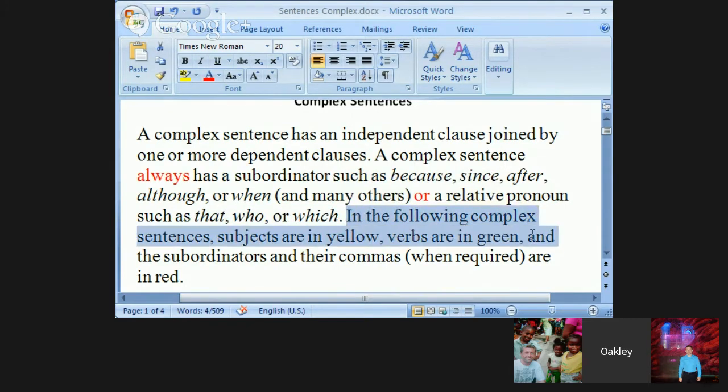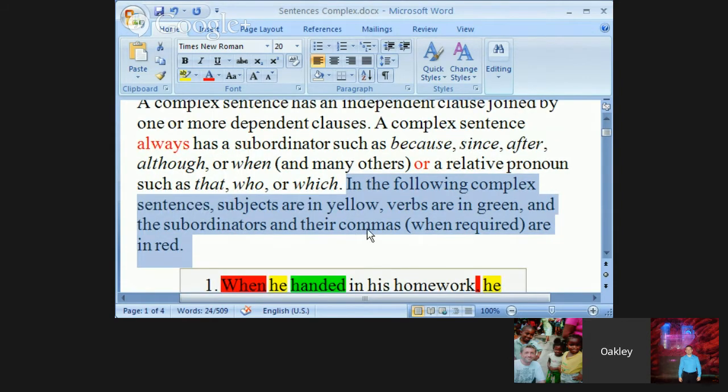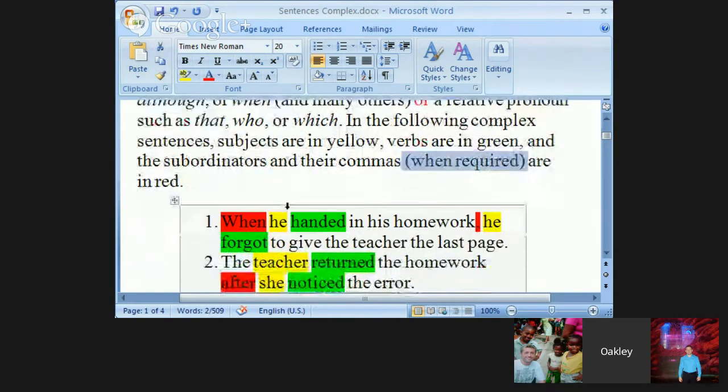Okay. In the following sentences, I'm going to share with you as examples, the subjects are yellow, the verbs are green, the subordinators and their corresponding punctuation, their commas, when they are required, are in red. So let's take a look at some examples.